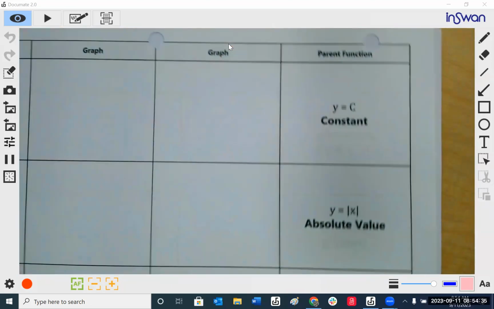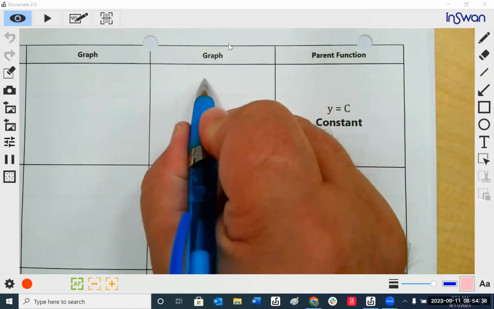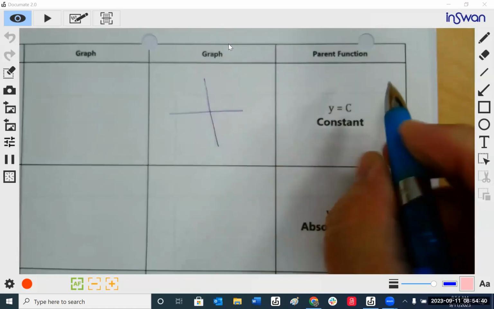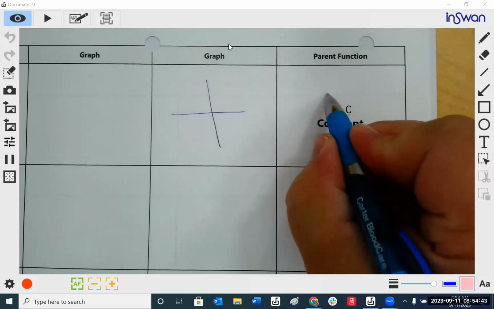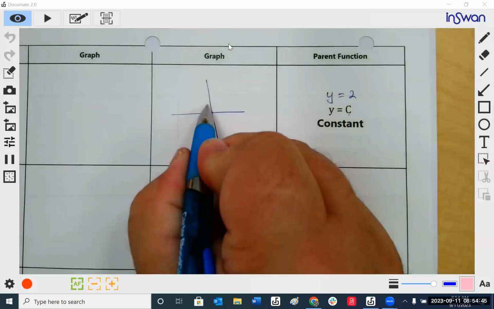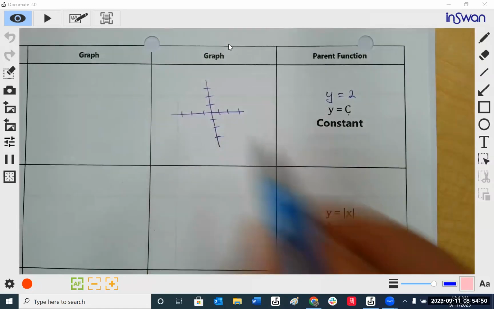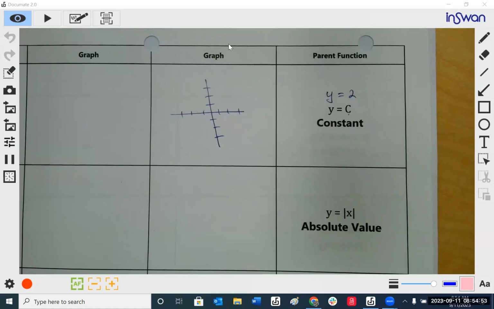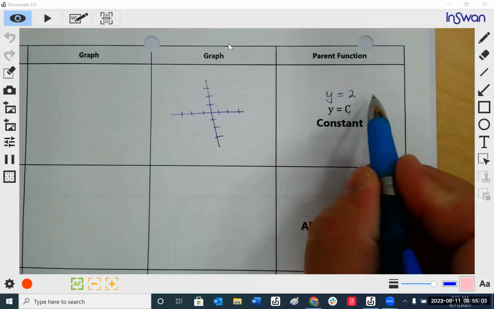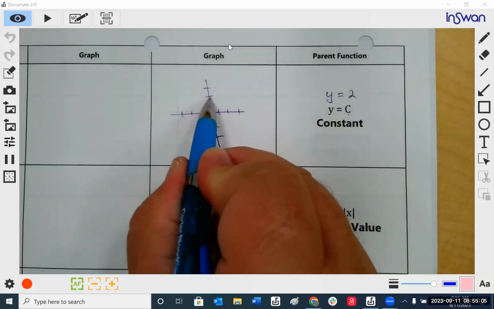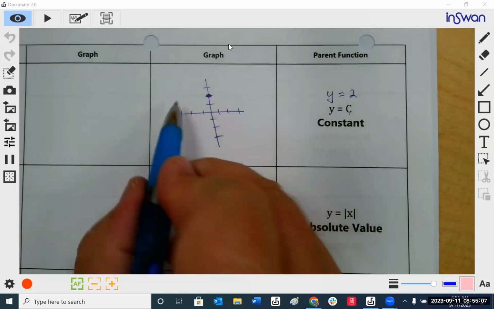All right. So let's look at these. A constant function. By C, I mean some number. Let's say Y equals 2. What would that graph look like? Y equals 2. So horizontal line, yeah. Because there's no X values in there. If there's no X, that means it's a horizontal line. It goes through 2, Y equals 2, and it's a horizontal line.